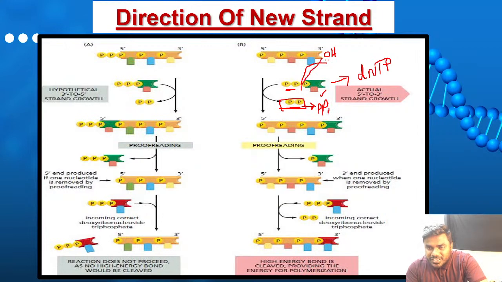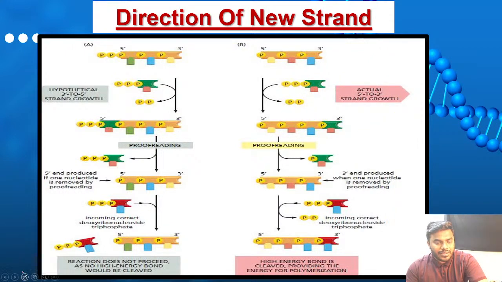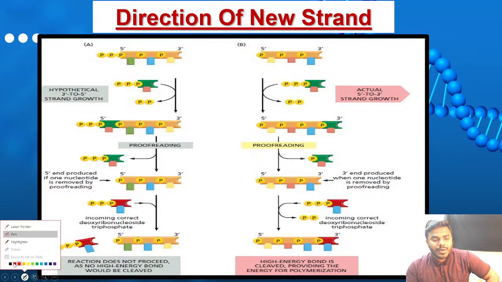Now this OH and the phosphate group joined with each other. Now successfully the nucleotide is added. There is no doubt about it. Now you all know very well, we're going to read it also: the new strand can be synthesized in the 5 prime to 3 prime direction. We read very clearly, proofreading occurs in which direction? Proofreading occurs in the 3 prime to 5 prime direction.